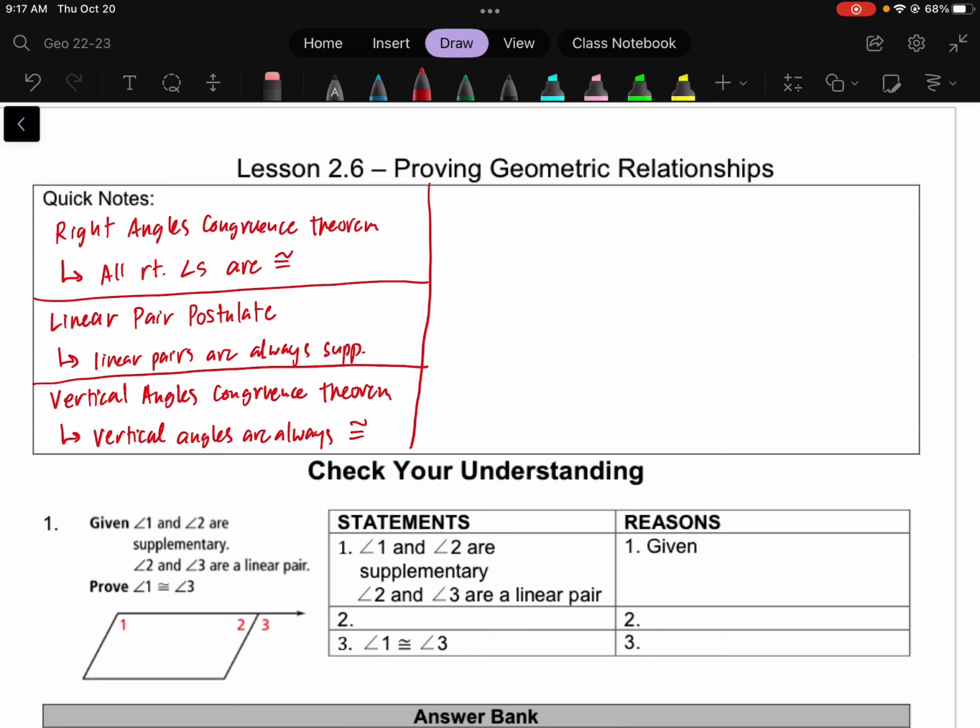Right, so those were the first three, probably the more important three. Okay. And then we had two more, one about angles that are supplementary and one about angles that are complementary. All right, so let's write congruent supplements theorem.